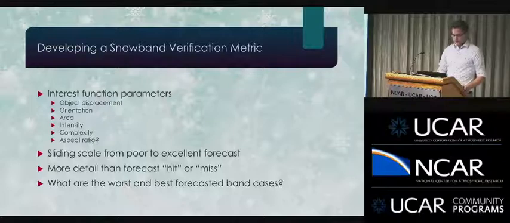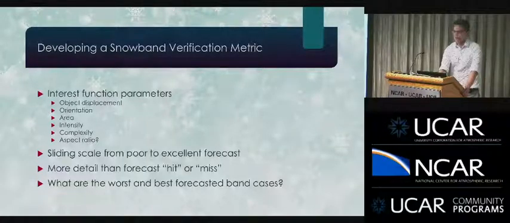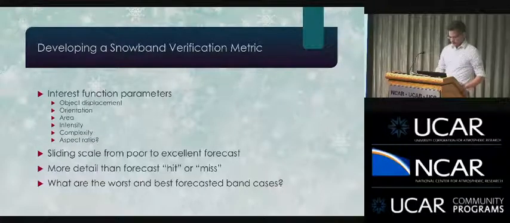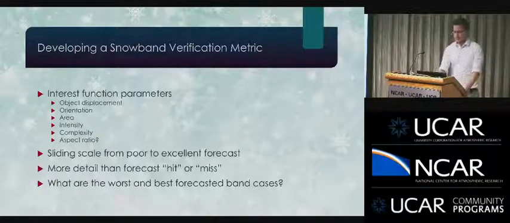But this will allow us to create sort of a sliding scale from a poor to excellent forecast. So when we get the output of this interest function, instead of just being a hit or a miss, we're going to get something from 0 to 1 telling us the likelihood that a forecasted and observed band are the same band. And ultimately, we're going to use this to tell us the worst and best forecasted band cases, and then hopefully look for patterns in these different cases to see what types of situations the HER excels at or underperforms in.